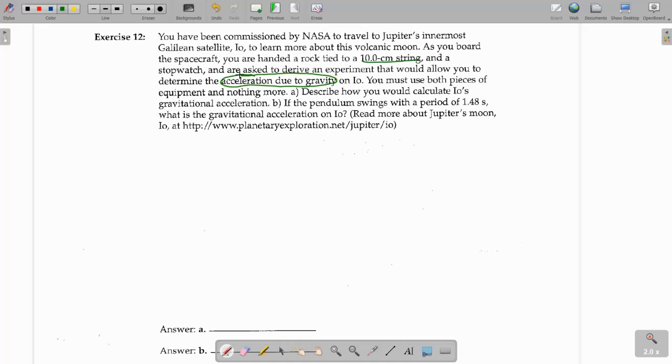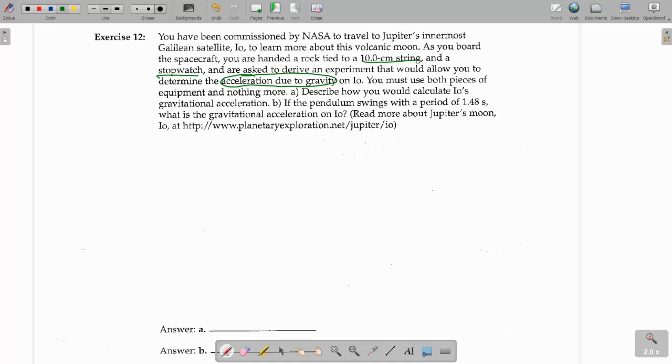Okay, so part A, it says describe how you would calculate Io's gravitational acceleration. So that's the acceleration due to gravity. And then B, if the pendulum swings with a period of 1.48 seconds, what is the gravitational acceleration? Okay, so the first part is describing how you're going to calculate the acceleration. If all they give you is a 10-centimeter string and a stopwatch, I'll underline that, what can we do to possibly figure this out?